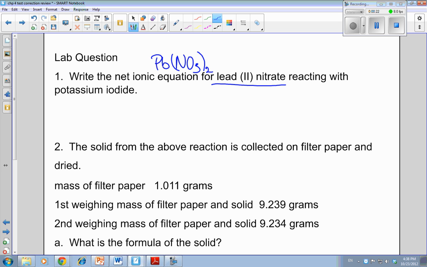And then that's going to react with the potassium iodide, which is KI. K is +1, I is -1. And so then when I double replace, I end up with PbI2 and potassium nitrate.